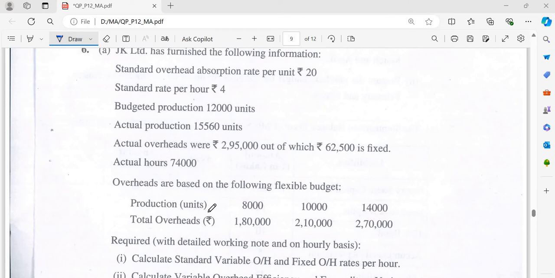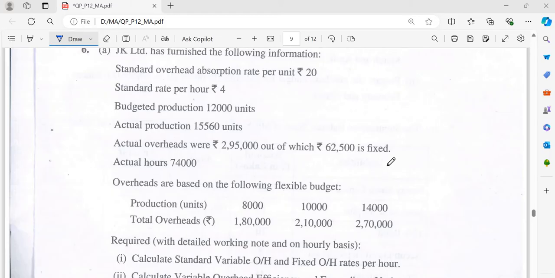So now we are going to see question number 6A. JK Limited has furnished the following information. Standard overhead absorption rate per unit is 20. Standard rate per hour is 4 rupees and budgeted production 12,000. Actual production 15,560. Actual overheads were 2,95,000, out of which 60,500 is fixed. That means the remaining will be variable overheads.